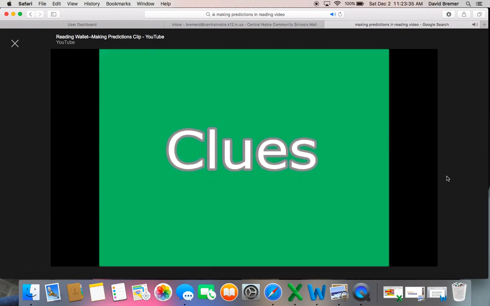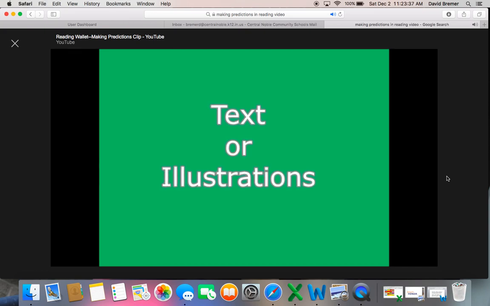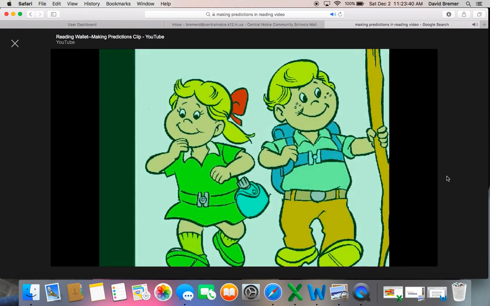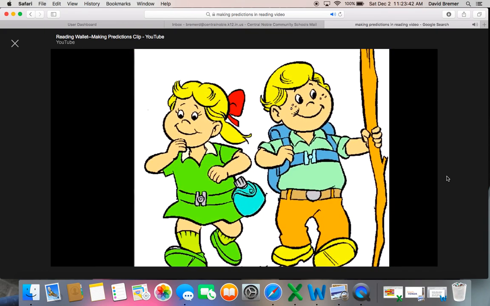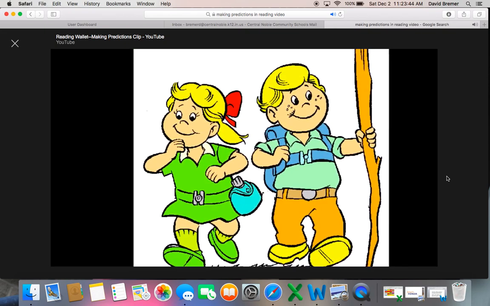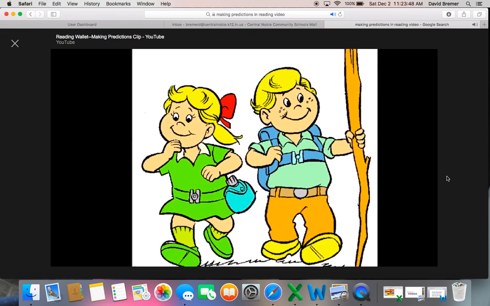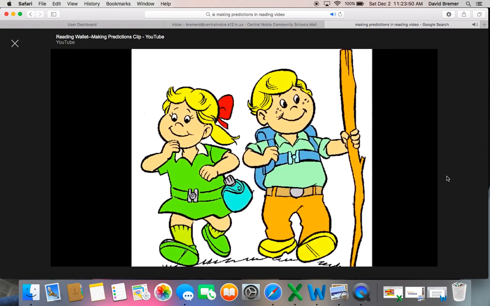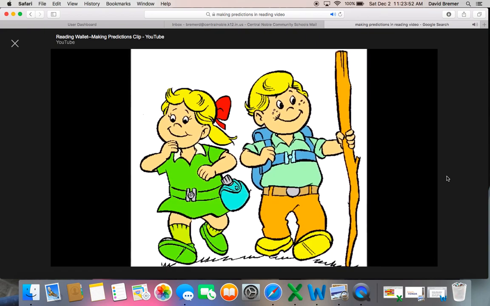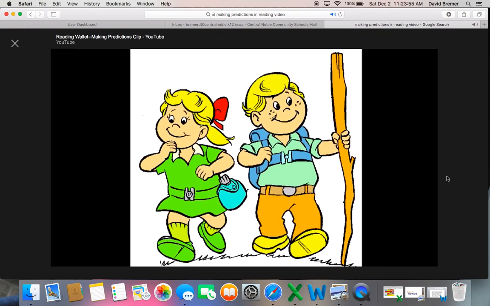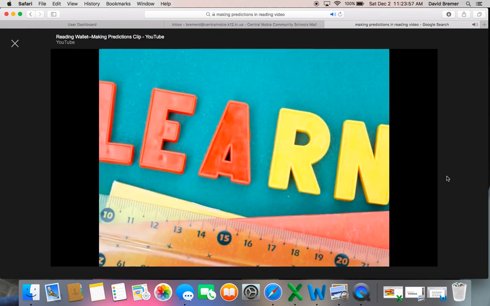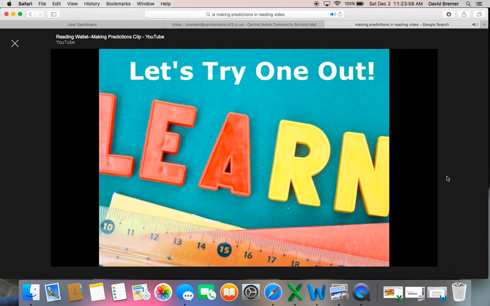You can even use clues in text or illustrations to make a prediction. Look at these kids. What do you think these kids are going to do next? That's right, they're going to go on a hike because they have hiking clothes on, backpacks, and walking sticks. The clues in the illustration gave us a pretty good idea of what the kids would be doing next. You're actually pretty good at making predictions, so let's try one out.